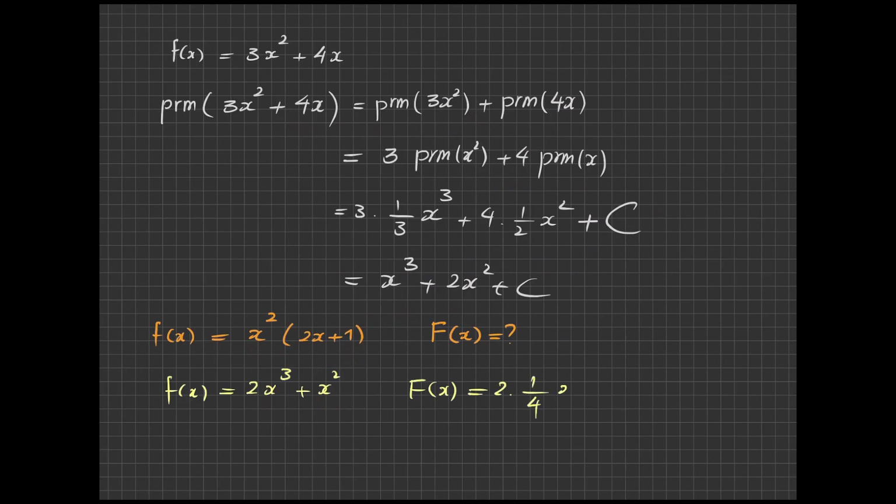4, one more, x to power 4, and then plus 1 over 3 x to power 3, and let me call a constant c here. You simplify it a little bit, it becomes 1/2 x to the 4th, 1/3 x to the power of 3 plus a constant. So we were able to find a function whose derivative is this function.